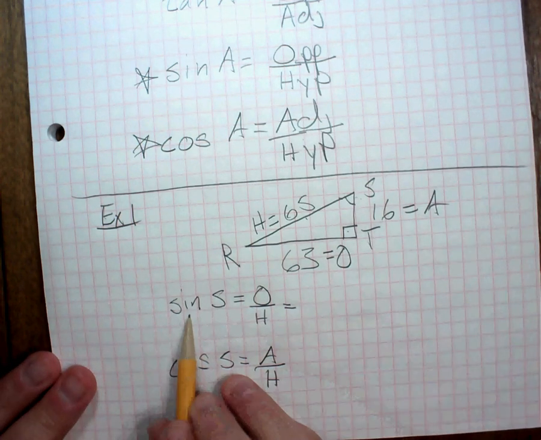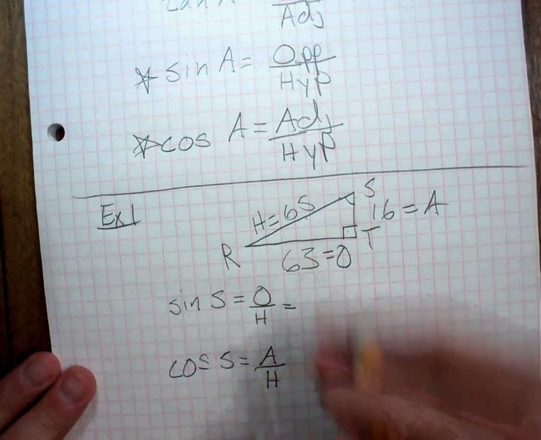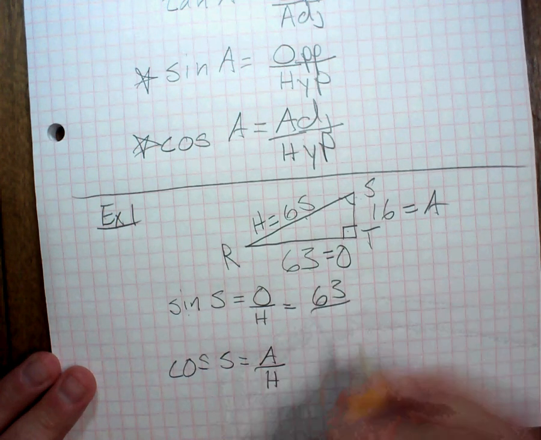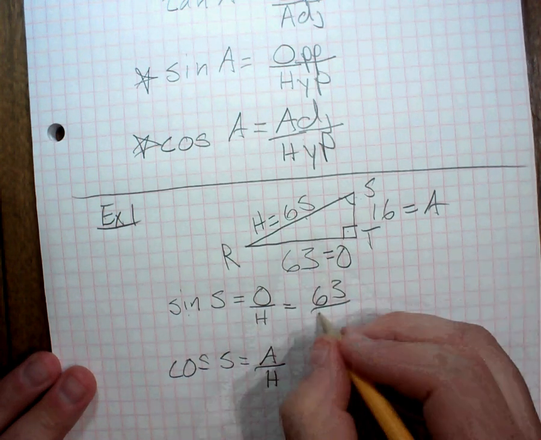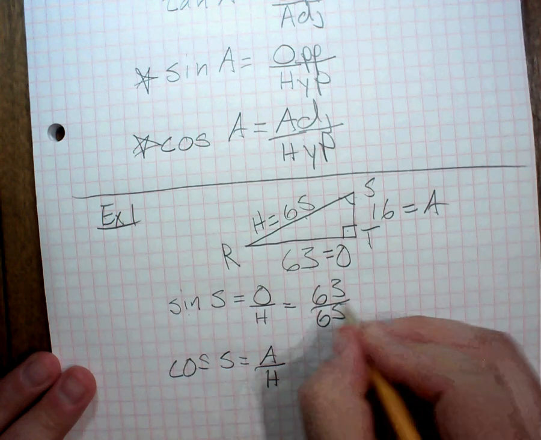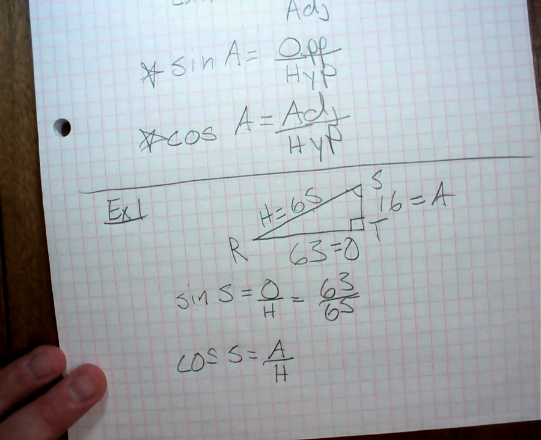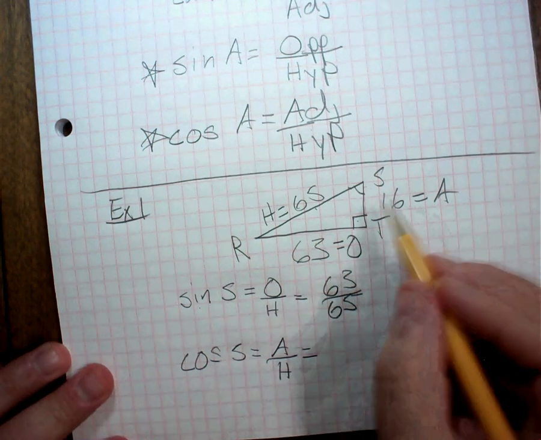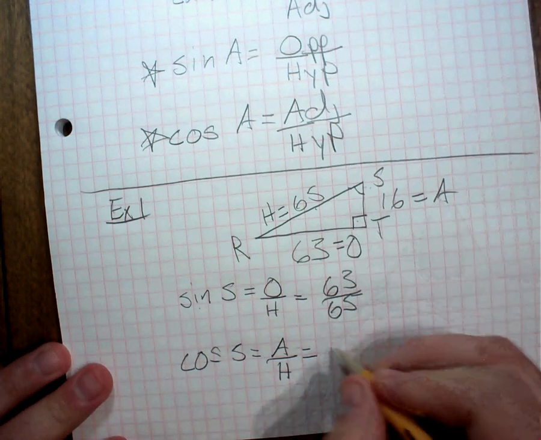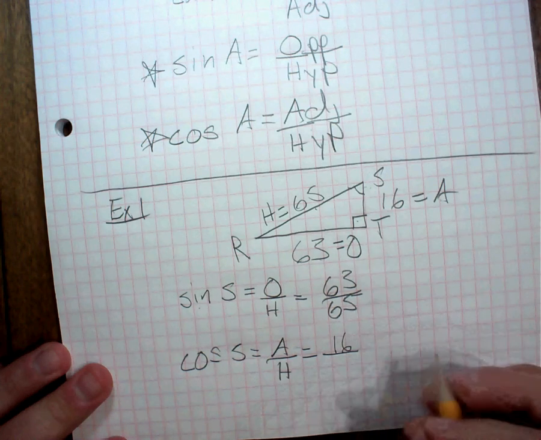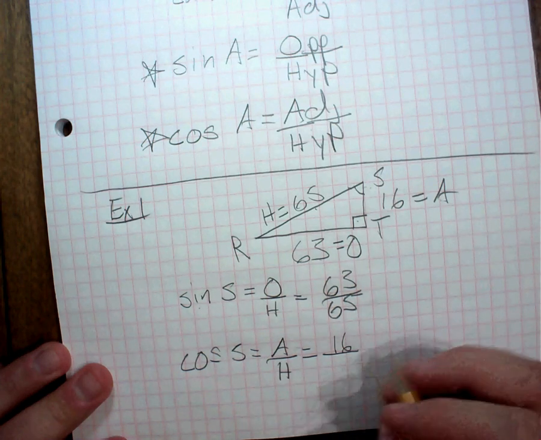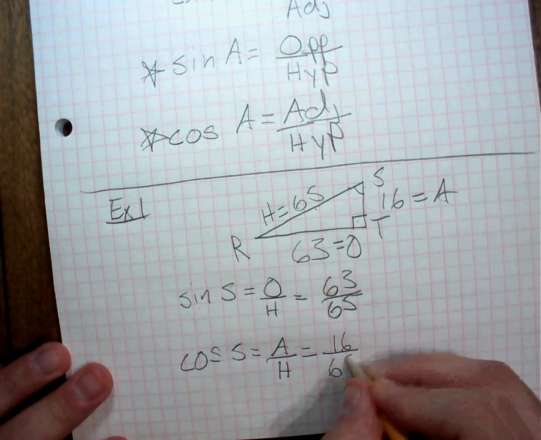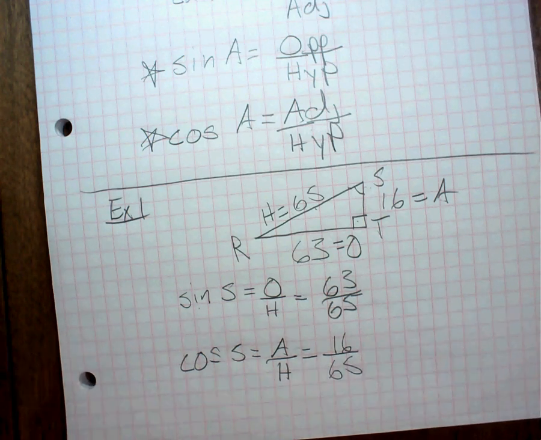So to find sine of S, I'm just comparing the opposite, which is 63, over the hypotenuse, which is 65. And we can't reduce that, so we just leave it the way that it is. The cosine of S is just going to be the adjacent, which is 16, over the hypotenuse, which is 65. And again, we can't reduce that, so we just leave it the way that it is.